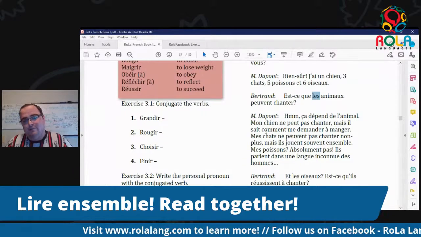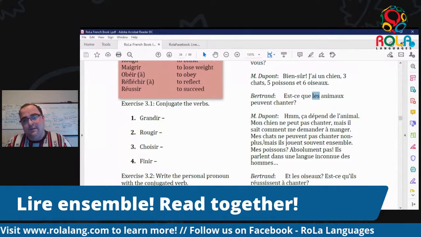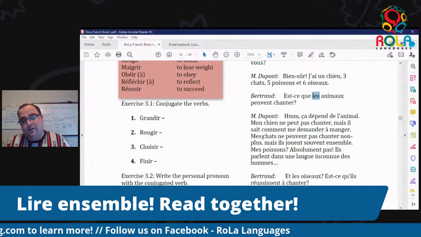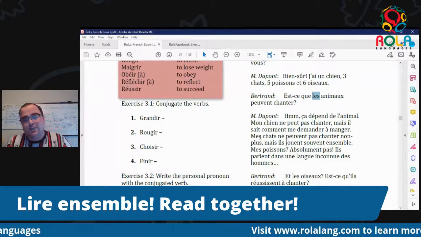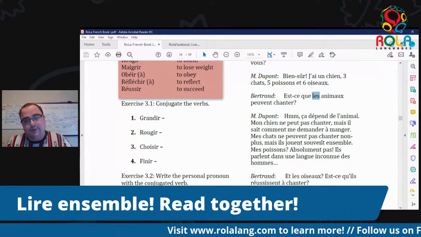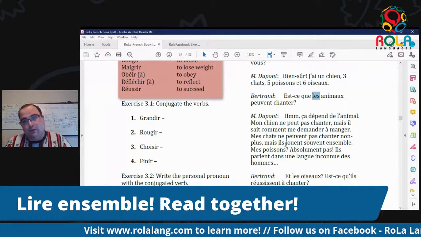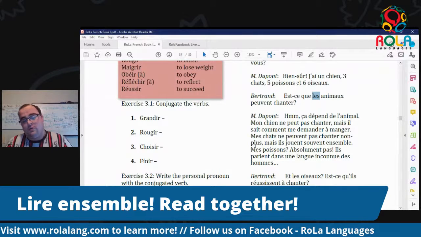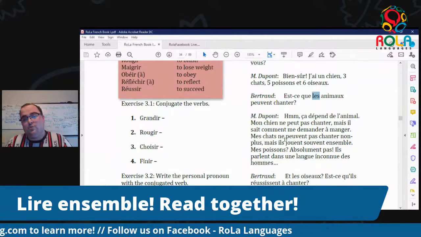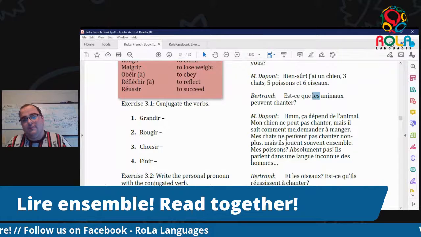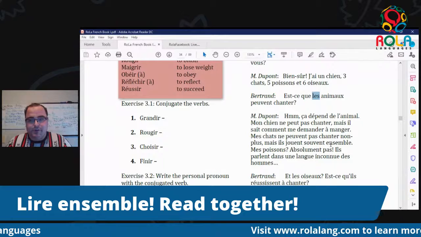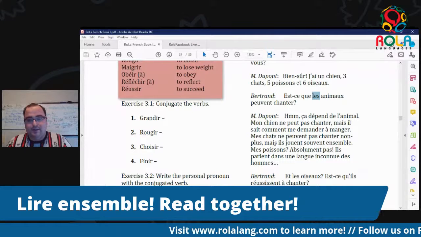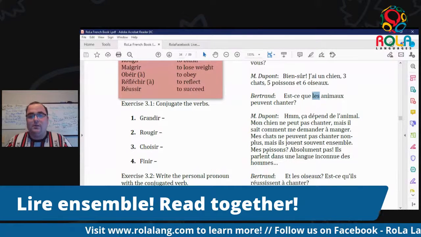Mes chats ne peuvent pas chanter. So just like up here, if he had more than one dog, it would say mes chiens, but he only has one dog. So here he has trois chats. So mes chats ne peuvent pas chanter. My cats cannot sing, non plus, either, or as well. Mais ils jouent souvent ensemble. But they play often together. Souvent is often in French, ensemble, together. But they play together often, basically.